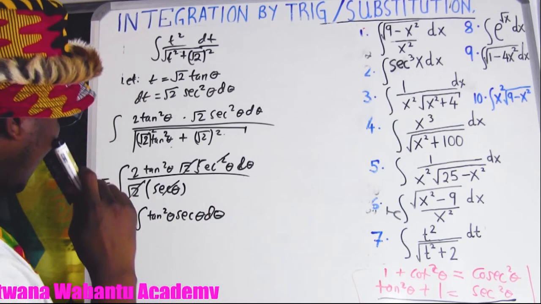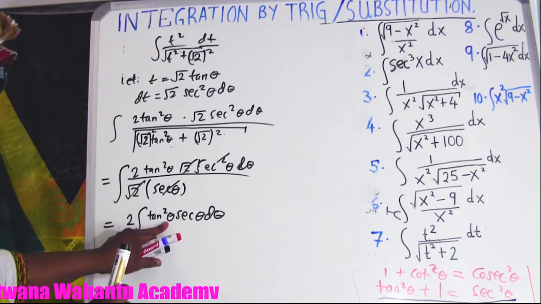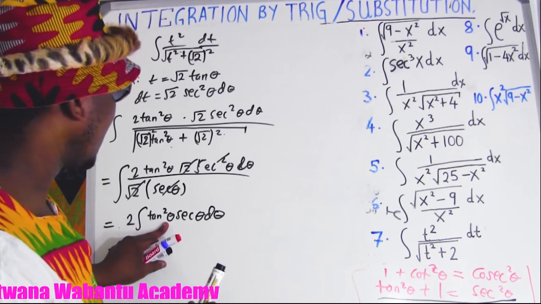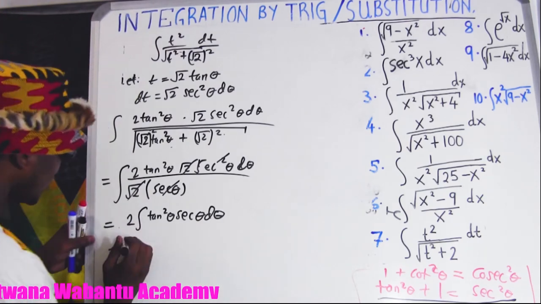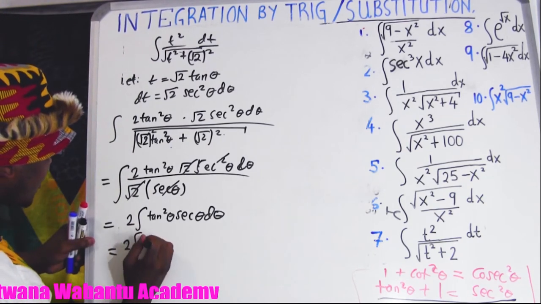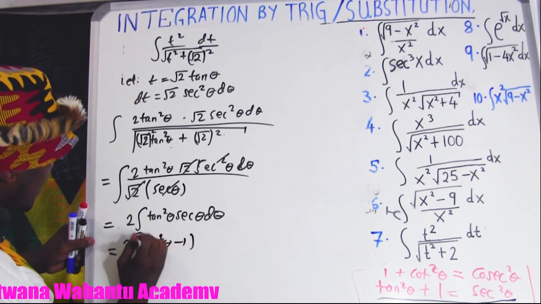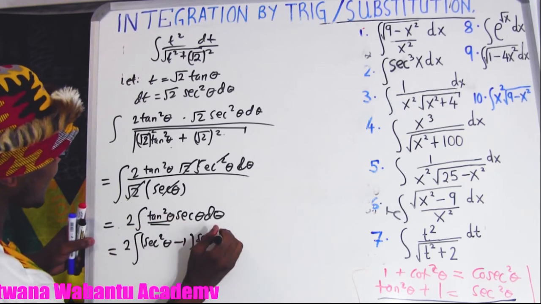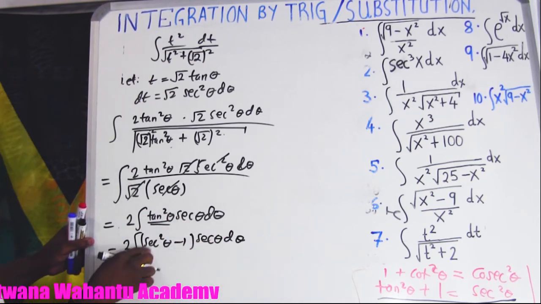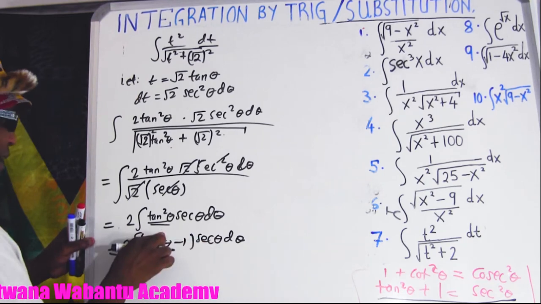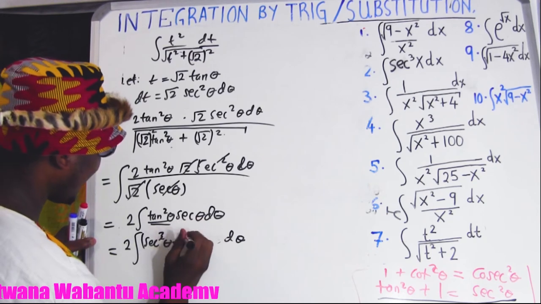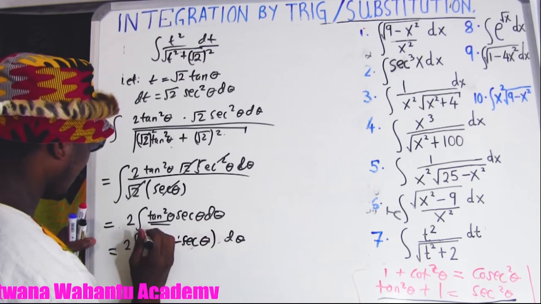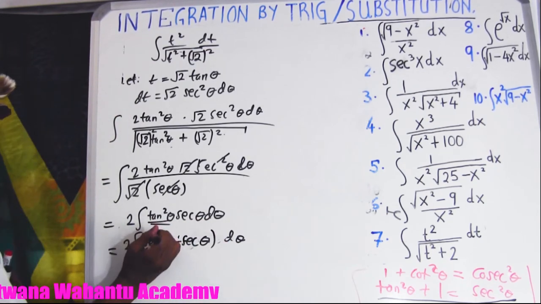Okay, so then I can replace this tan squared. What is tan squared? Tan squared equal to sec squared minus 1. So this is going to be 2 integral. We'll replace this one, and then we have sec times sec theta. I apply this, it's going to be sec cube and sec. So I can say it's sec cubed, and this can be minus sec. But I show all the steps, right? Okay, now we can take them separately.